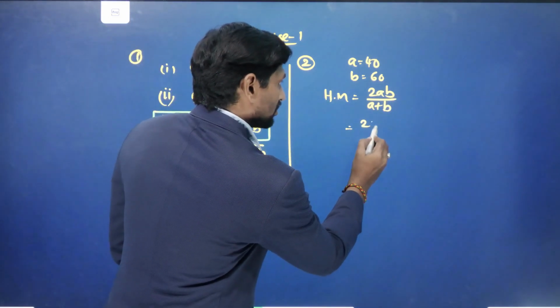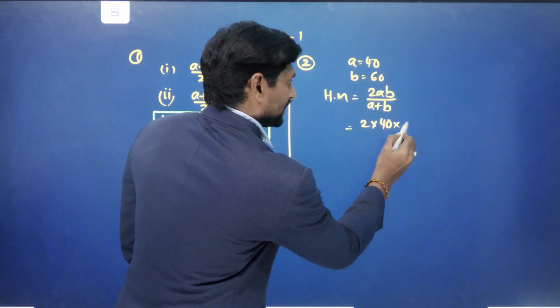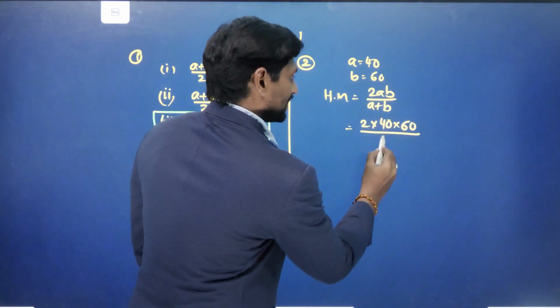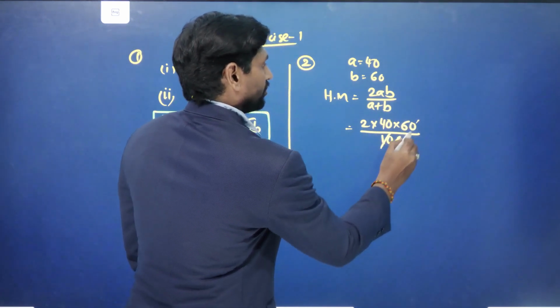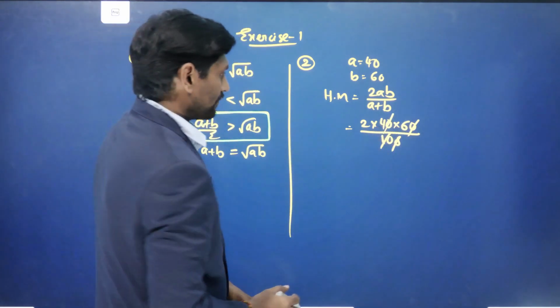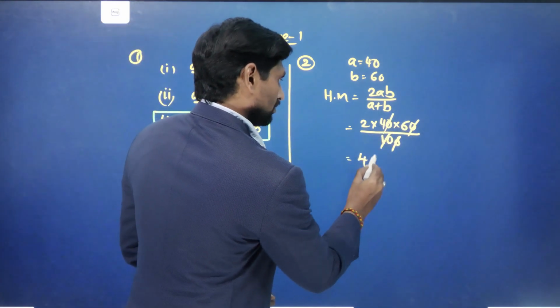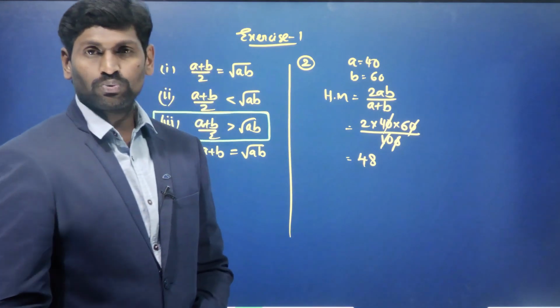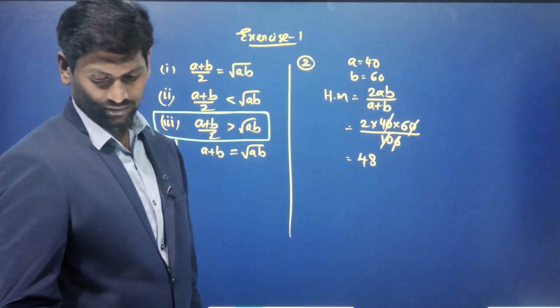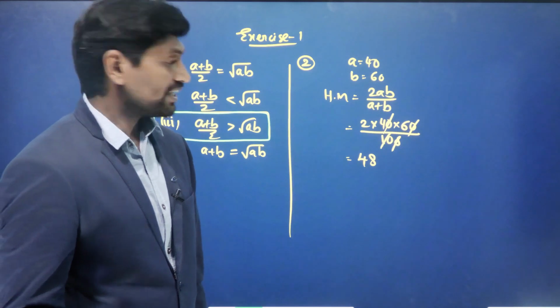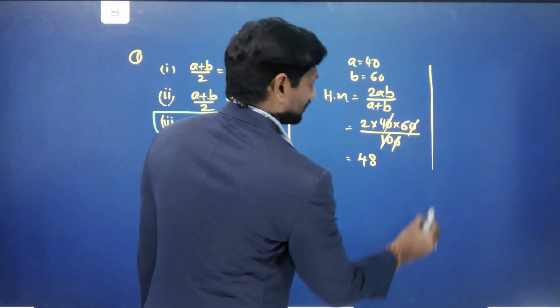Substitute the values. 2 into 40 into 60 by 40 plus 60, 100. So denominator and numerator, 2 zeros cancel. 48. 6 4s are 24, into 2, 48. Okay, now let us go to question number 3.